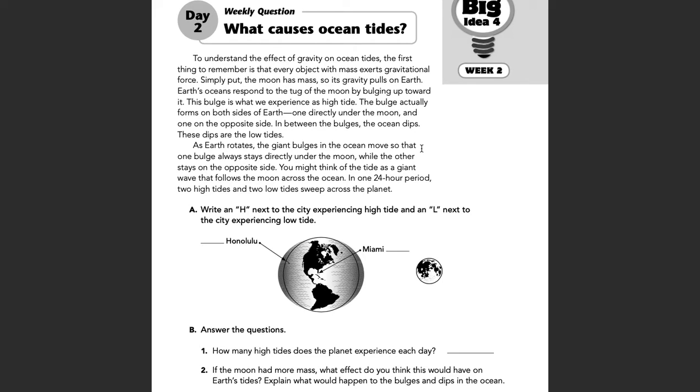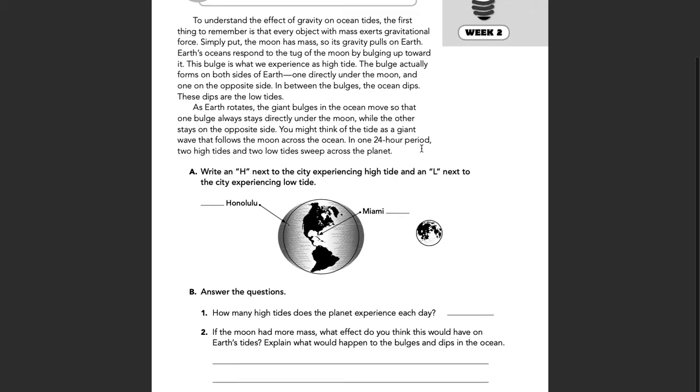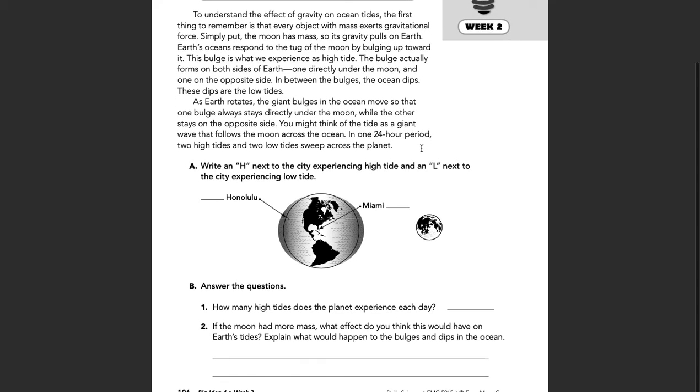As Earth rotates, the giant bulges in the ocean move so that one bulge always stays directly under the moon, while the other stays on the opposite side. You may think of the tide as a giant wave that follows the moon across the ocean. In one 24-hour period, 2 high tides and 2 low tides sweep across the planet.